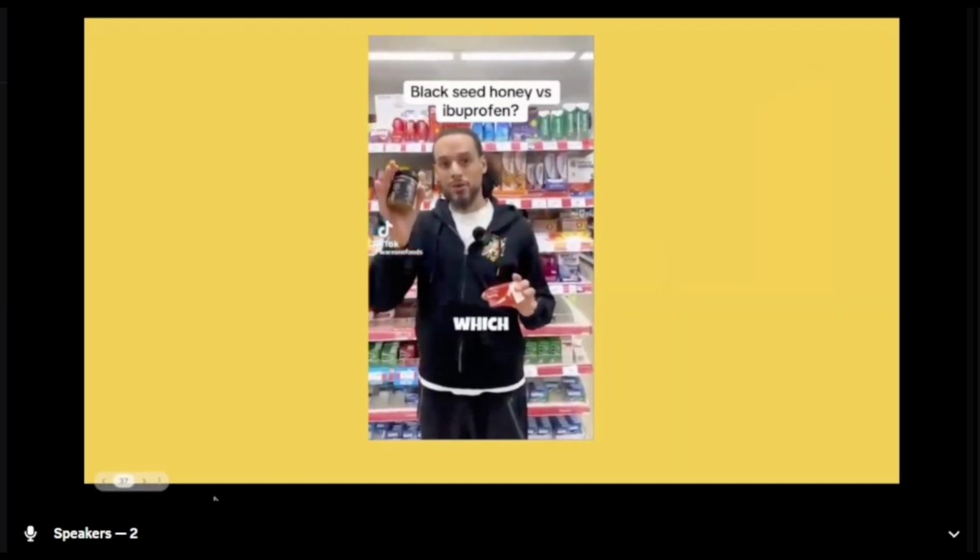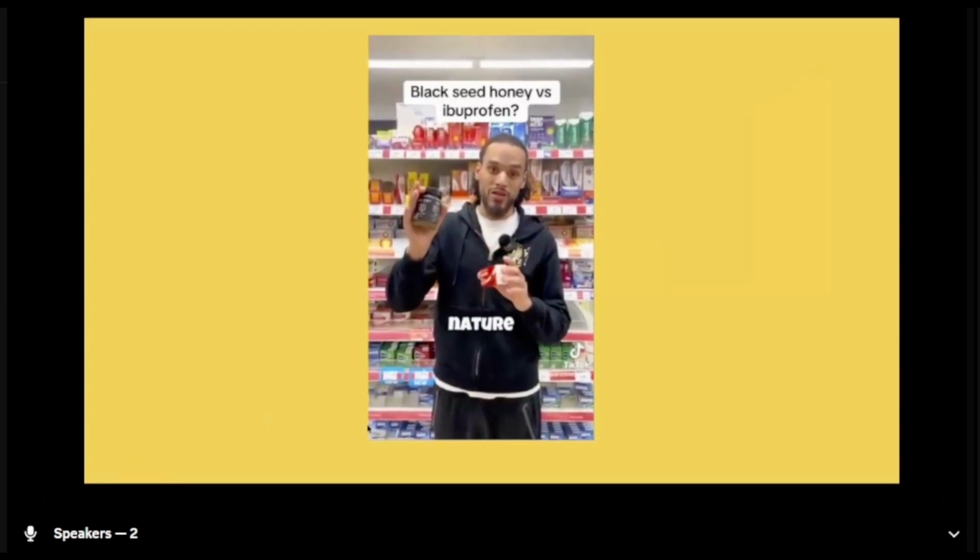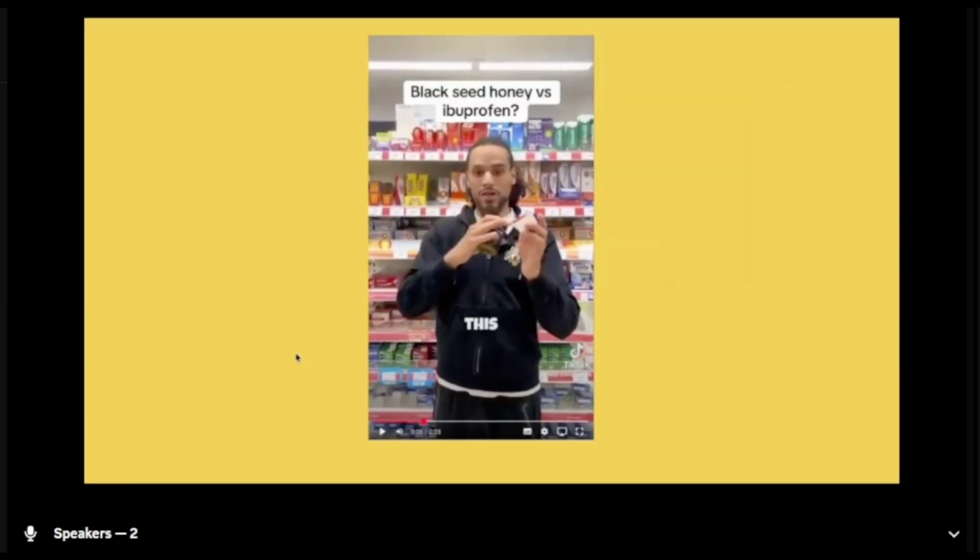Ibuprofen or black seed honey, which one should you take when you're feeling sick? Well, this one's made in a lab. This one is made by nature. He's made a couple of claims. This one's made in the lab. This one is made by nature.